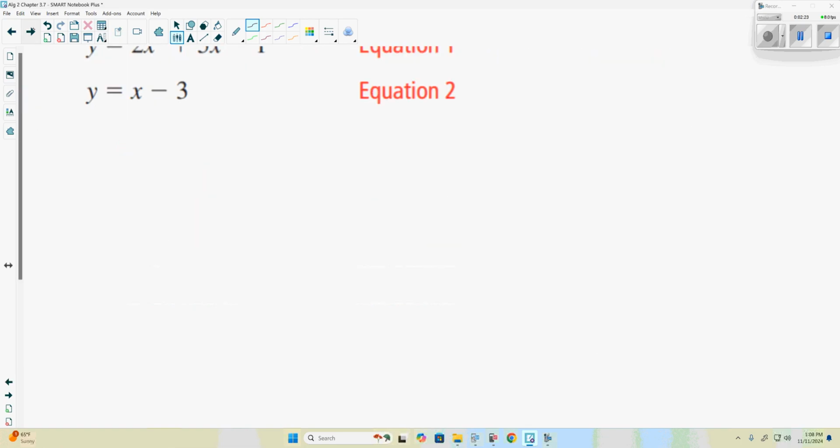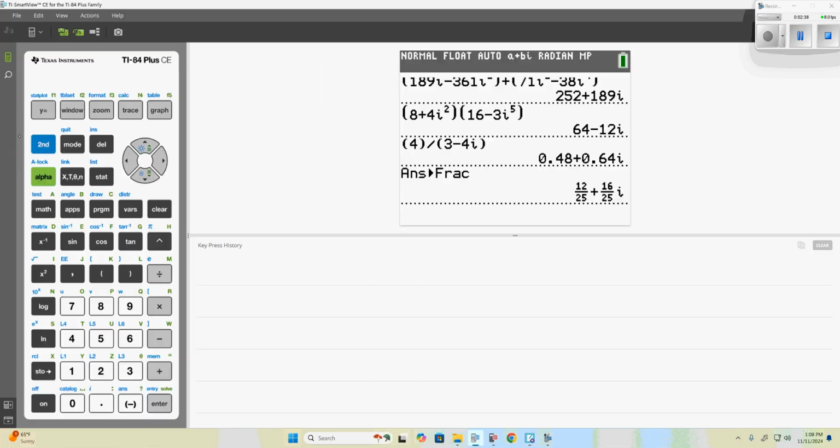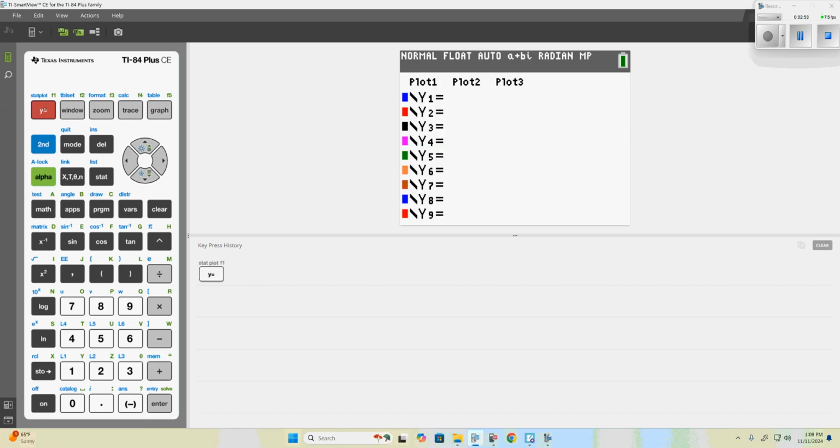Now, in these first few, we're going to solve the system of equations by graphing. So you will need your graphing calculator. The first thing we're going to do is turn it on and then hit y equals.